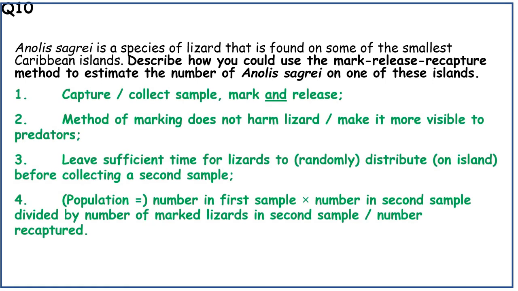Capture or collect the sample, mark them and release them. Make sure that the method of marking does not harm the lizard or make it more visible to predators. Leave sufficient time for the lizards to distribute before collecting the second sample. Once you've collected the second sample, you calculate the population by doing the number in the first sample times the number in the second sample divided by the number of marked lizards in the second sample.